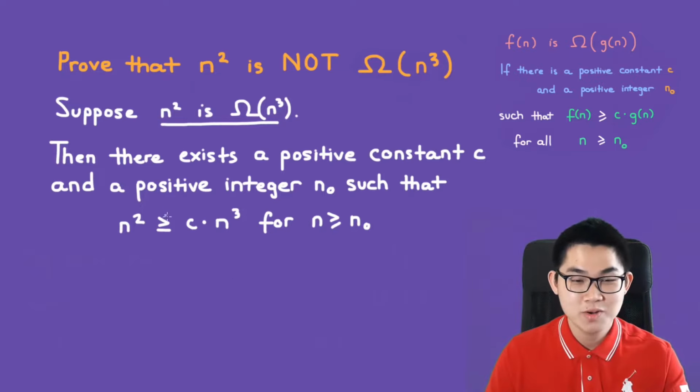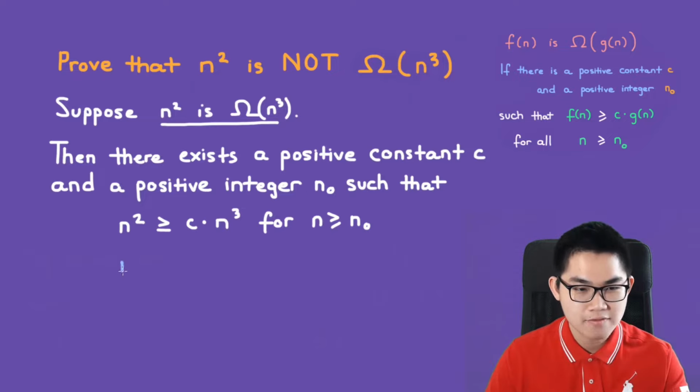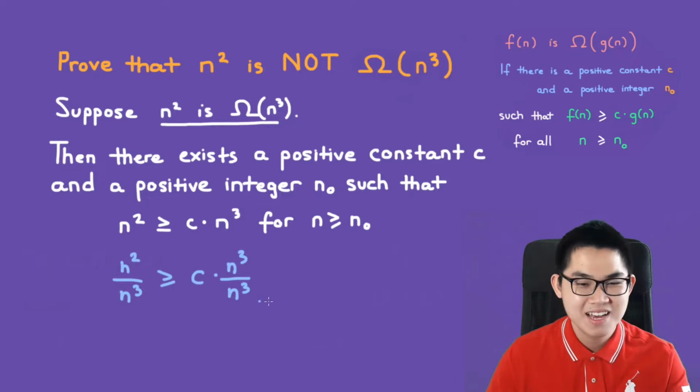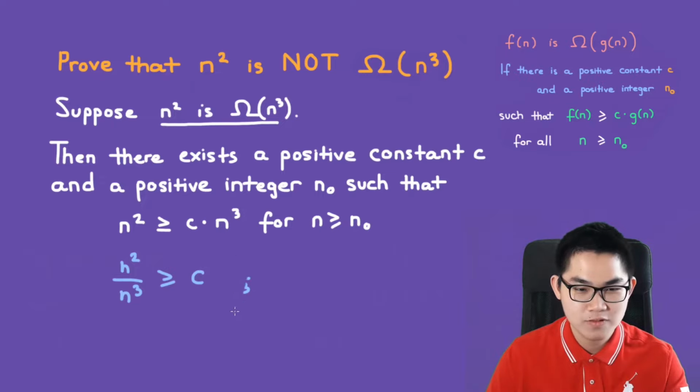And what we're going to do is divide both sides with n to the power of 3. So we have n to the power of 2 divided by n to the power of 3, and that's greater than or equal to c times n to the power of 3 divided by n to the power of 3. But this is the same as multiplying by 1, so we can remove this here.